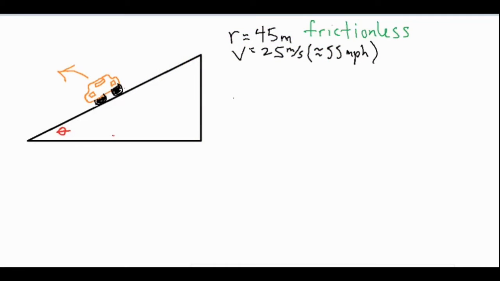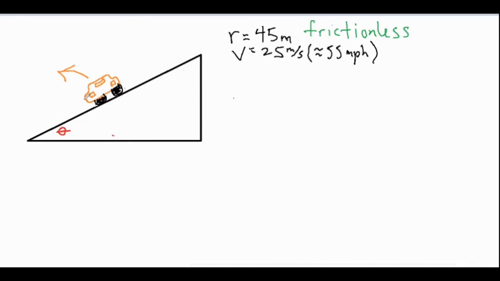In this video, we're going to be taking a look at a banked curve problem where we're going to solve for an unknown angle of our ramp here. If the car is going about 55 miles per hour and the radius of curvature is about 45 meters, what angle would help it sustain that circular path?